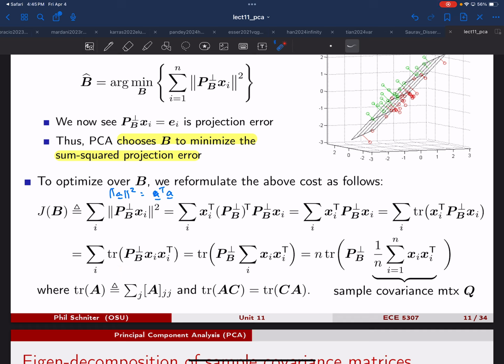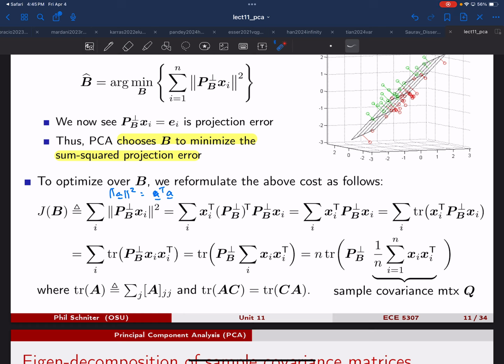And now, because the trace is linear, and multiplication by this matrix is linear, we can move the sum all the way through until it's inside the trace and right up against the i-dependent terms. And finally, all we have to do now is scale this by sneaking in a 1 over n and compensating with this n over here. And finally, we have our covariance, the sample covariance matrix.